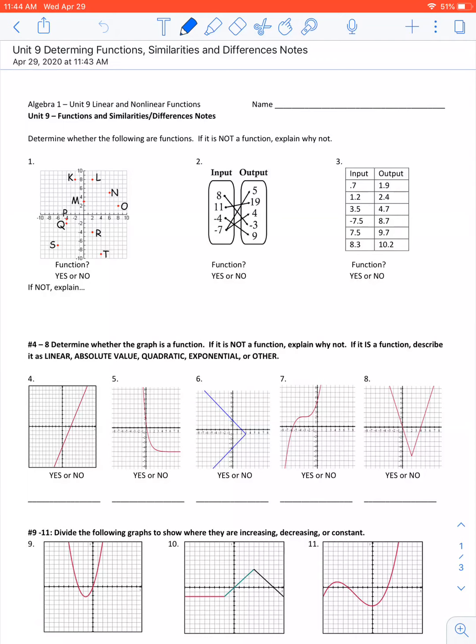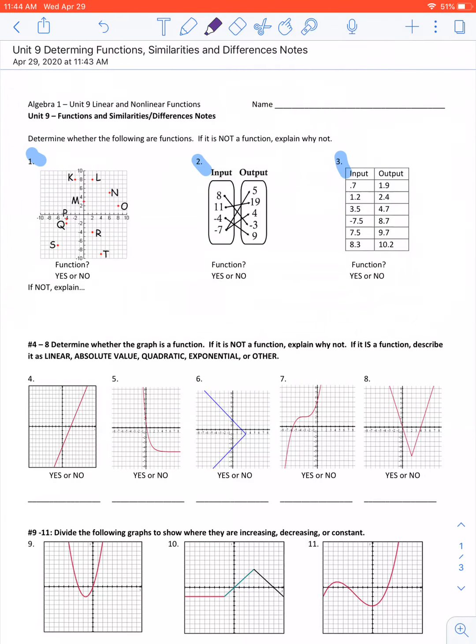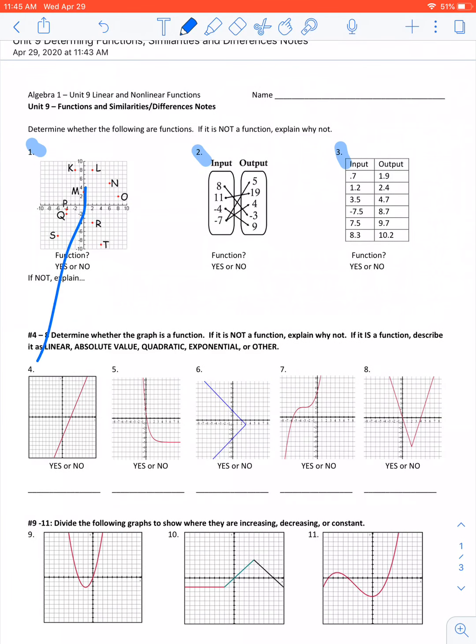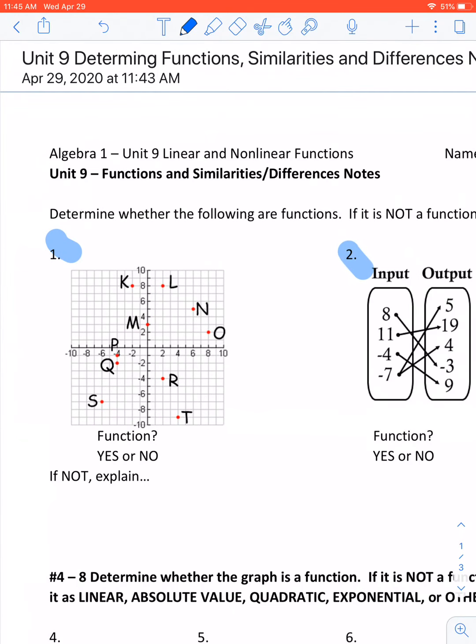So what we're going to do today is problems like 1, 2, and 3. We are going to identify what is a function and how do we determine that? So, a function is where every x has one y. That's really important to know. So a function is where every x has one y.